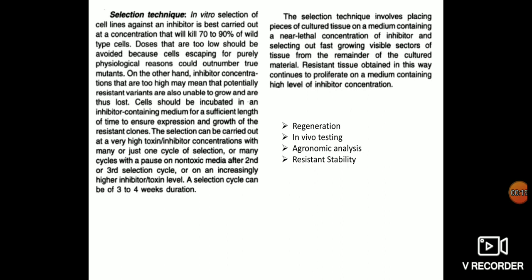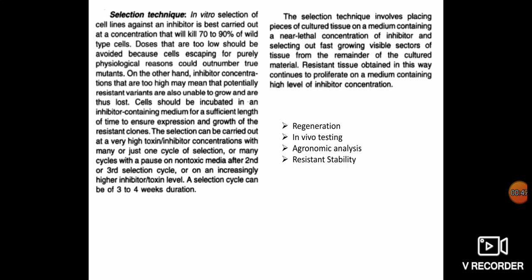As the last part, it is dealing with the selection technique. It is how we can select the somaclones. So, in this in vitro selection of cell lines, an inhibitor is best carried out at a concentration that will kill 70 to 90 percent of the wild type tissue. Normally, 70 to 90 percent of the wild type cells may die during the selection.